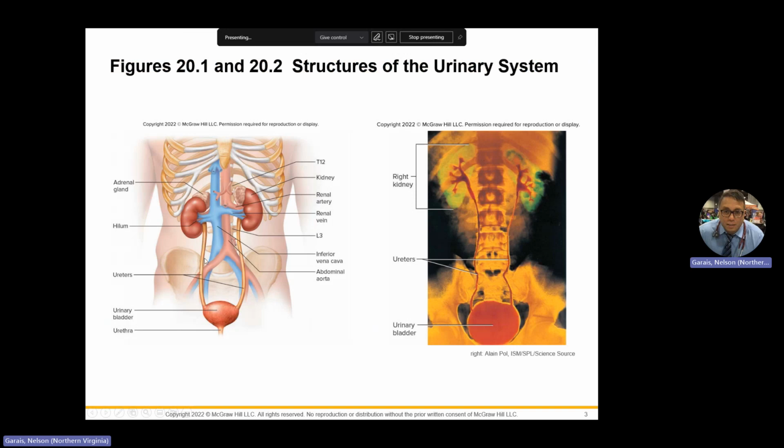So here are your kidneys, your ureters, you have two of them, and then your bladder, and then your urethra, which connects your urinary bladder to the outside world, to the toilet. You'll notice that your right kidney is a little bit lower than your left, and it's because your liver is here pushing down on that.